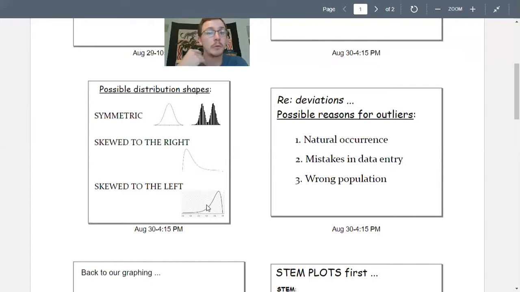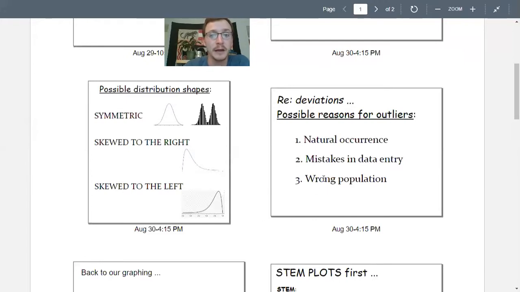And so when we're talking about data, we're going to be using these three words when we're talking about the way that graphs look. So you can use the shape, you can use the spread, and you can use the center. Now, expanding on those outliers just a little bit, there's three reasons you all could see an outlier in a data set.